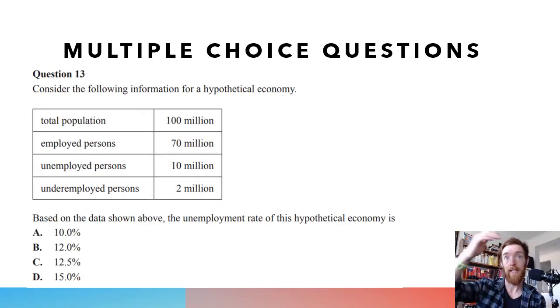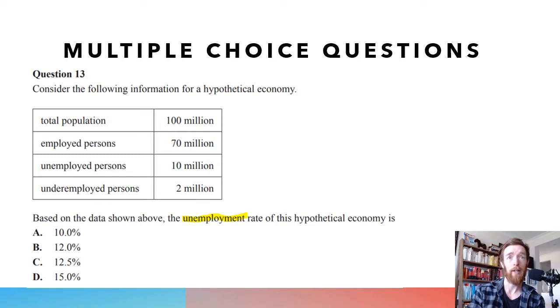Another one for 2019, they get you to do some calculations. Consider the following information for a hypothetical economy. The total population is 100 million, employed persons 70 million, unemployed persons 10 million, and underemployed persons 2 million. So you're already like, oh, there's a lot of data there. I could calculate a whole lot of different things. Based on the data shown above, the unemployment rate of this hypothetical economy would be. So you would care about the unemployment rate, and in your head you're like, I need to remember what that calculation is.